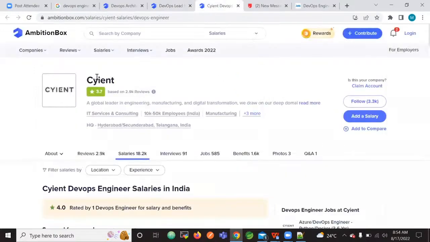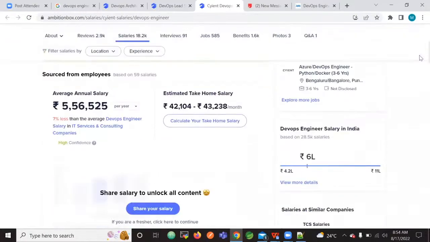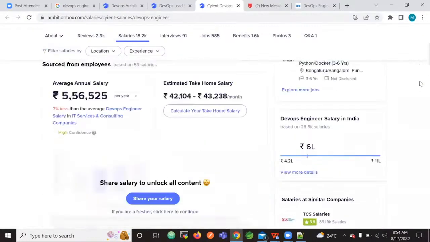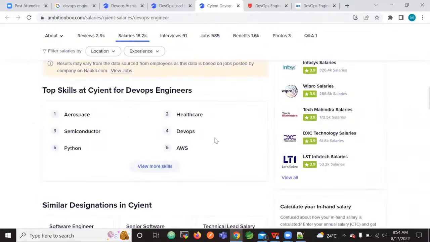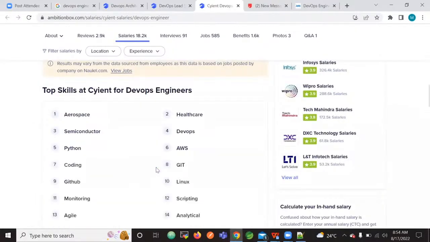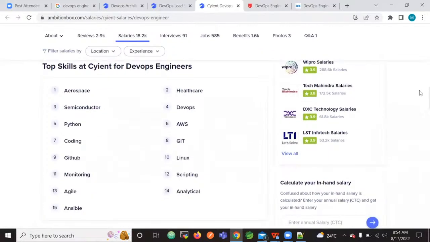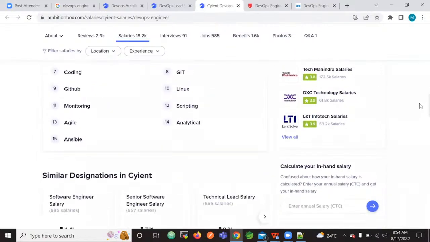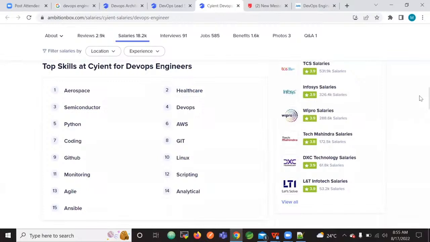This is for the lead role. So CNT is also expecting DevOps engineers. Who is giving 5,56,000, around 6 lakhs it is giving. And what they're commonly expecting from the DevOps. See this. DevOps concepts, AWS, Python, Git, Linux, coding, GitHub, monitoring, scripting, Agile, Ansible, analytics. Right? So any DevOps job role you will take nowadays.